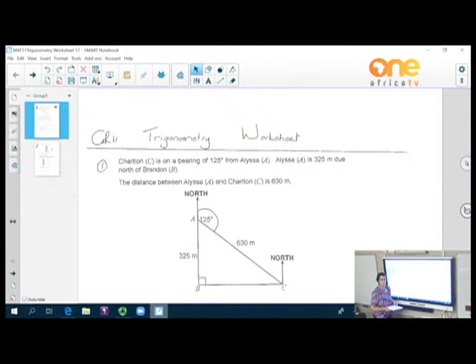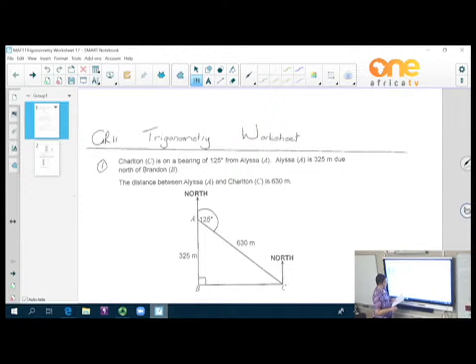Worksheet on trigonometry now. This is a final worksheet to make sure you understand what we are doing here on trigonometry. So the first question says, Charlton is on a bearing of 125 degrees north clockwise of Elisa, and Elisa is 325 meters due north of Brandon. Due north means straight north. Calculate the bearing of Elisa from Charlton.